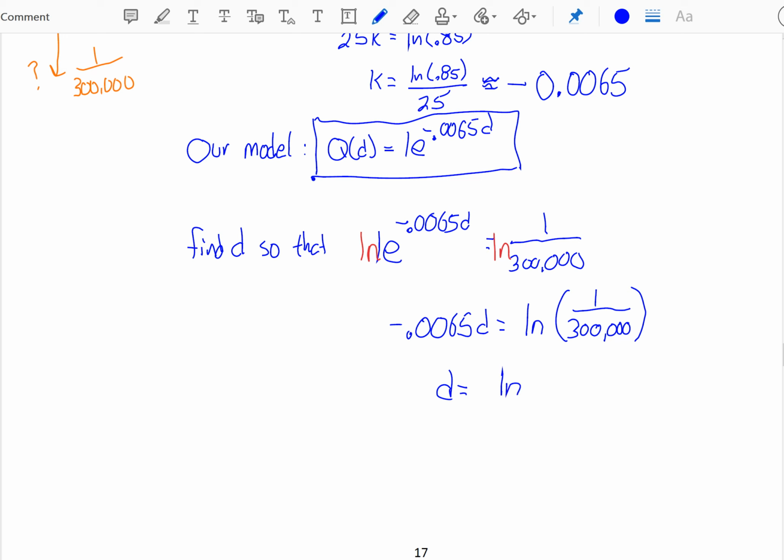So that d is going to be the natural log of 1/300,000th divided by negative 0.0065. So grab your calculator to confirm I'm doing this correctly. The natural log of 1/300,000th divided by negative 0.0065. If I round this to the nearest foot, I get this to be 1,940 feet deep.